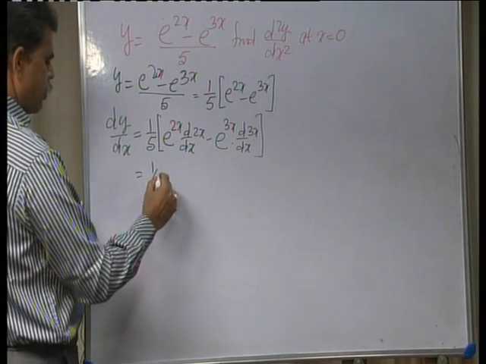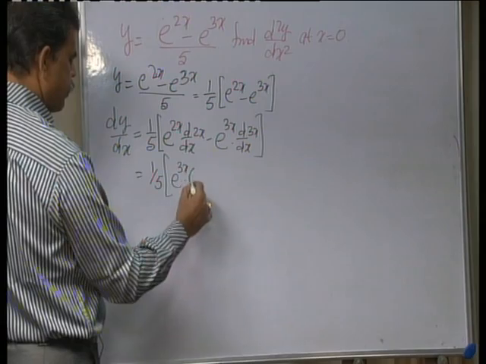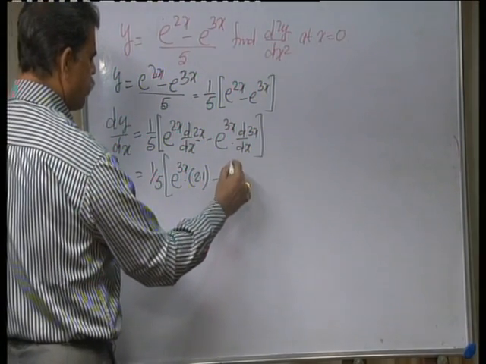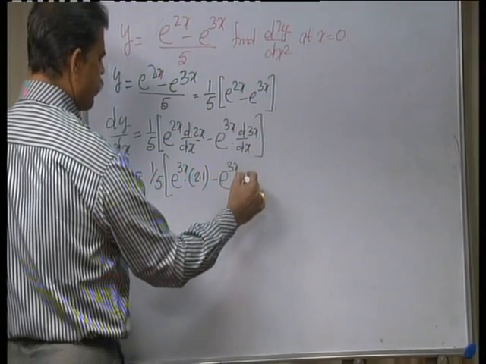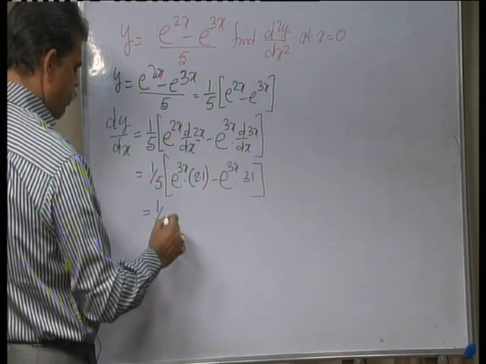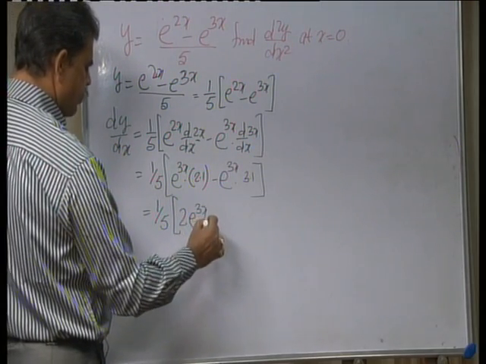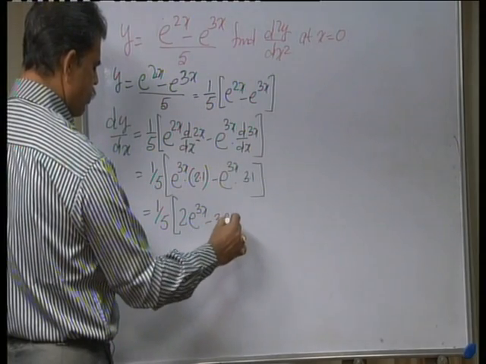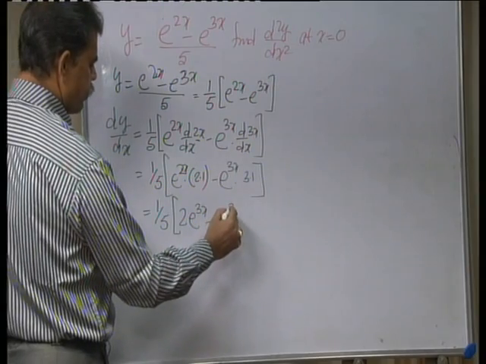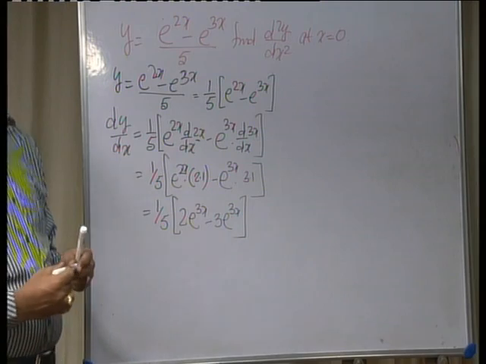This will become 1 by 5 into e to the power of 3x into differentiation of 2x, which is 2 into 1, minus e to the power of 3x into differentiation of 3x, which is 3 into 1. Finally, we have 1 by 5 into 2 e to the power of 2x minus 3 e to the power of 3x. This is dy by dx.